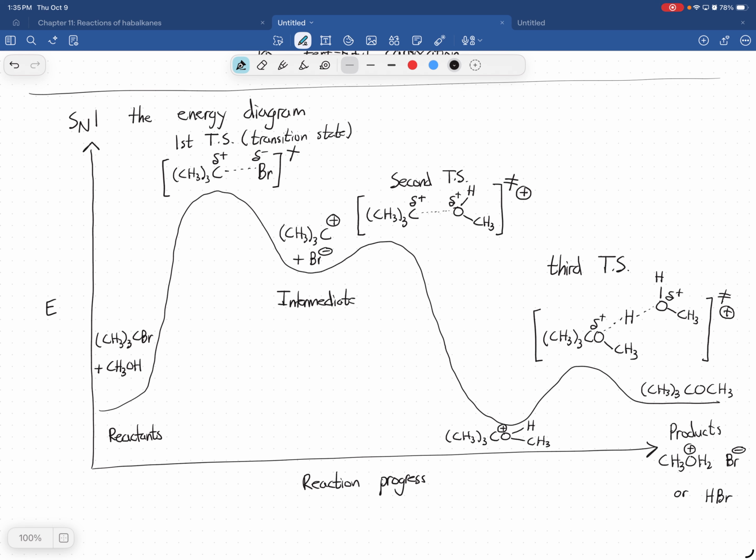Yeah, Captain. For the third transition state, that partially positive charge is on the original oxygen or the carbon? No, it's on the oxygen. Let me just touch that up a bit. Yeah, so on the oxygen. There you go. It's no longer on the carbon, so it's on the oxygen. Thank you.